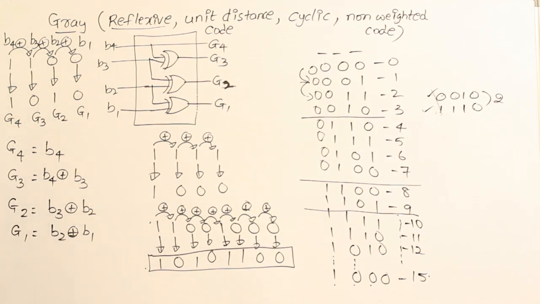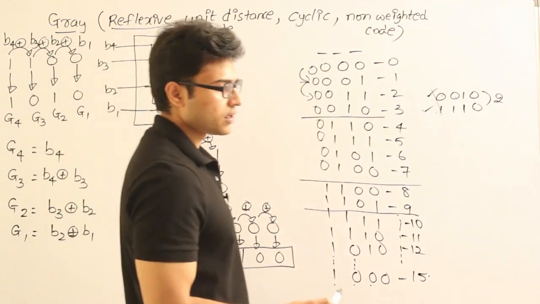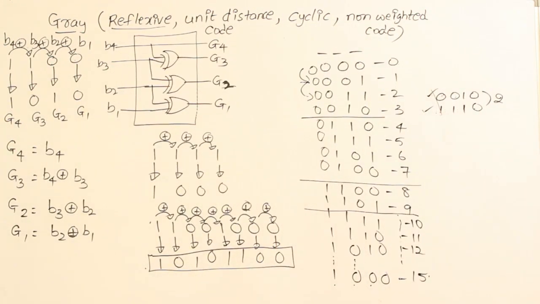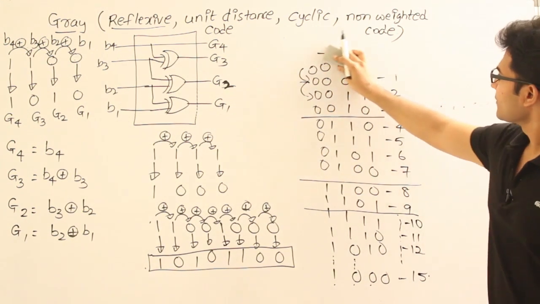Now let's try to do the other way. What is the other way? Given a gray code number, I want to convert it to binary. Okay, so let's see the other way.